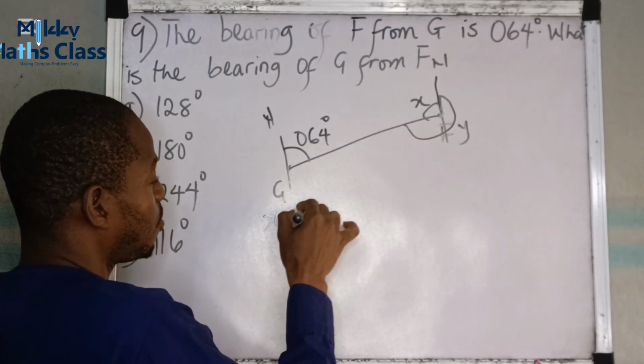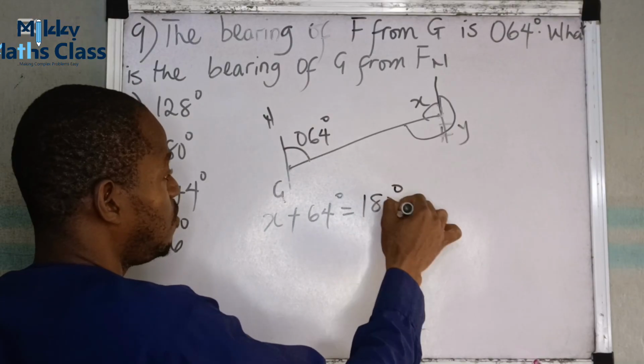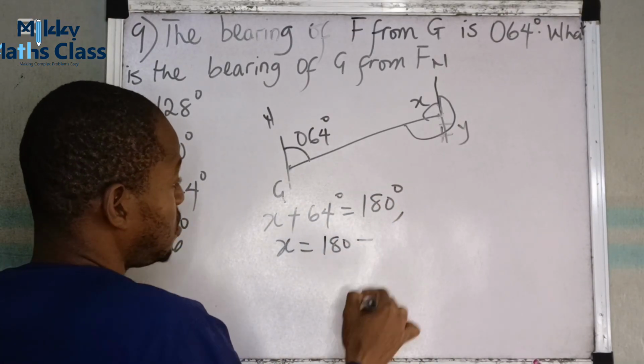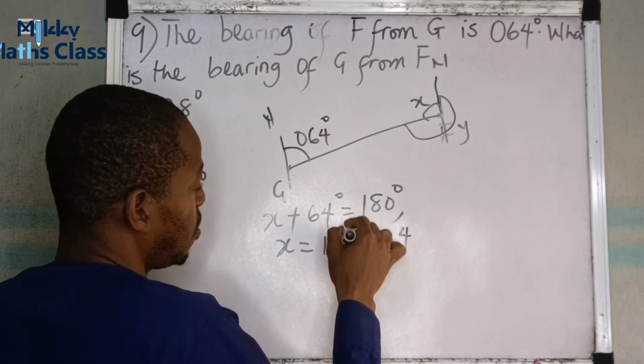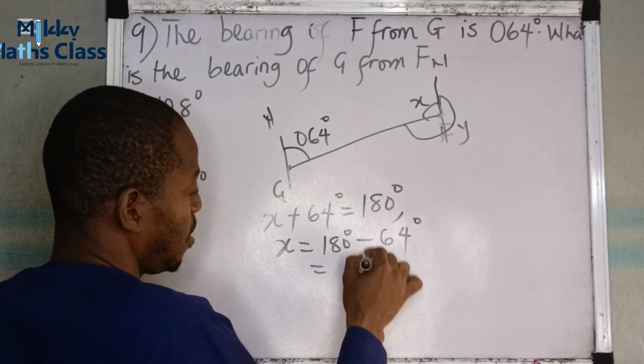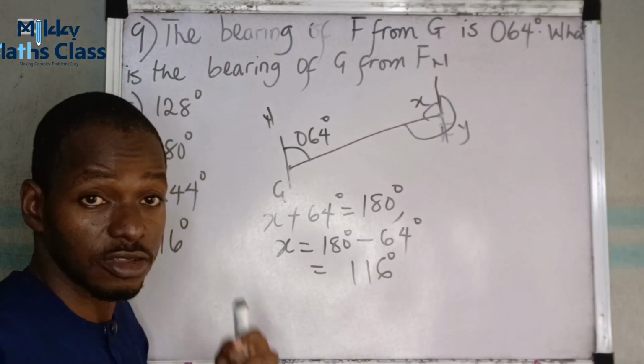So we say X plus 64 degrees is equal to 180 degrees. So we have that our X is equal to 180 degrees minus 64. So this is 116 degrees. That's when you subtract the two of them.